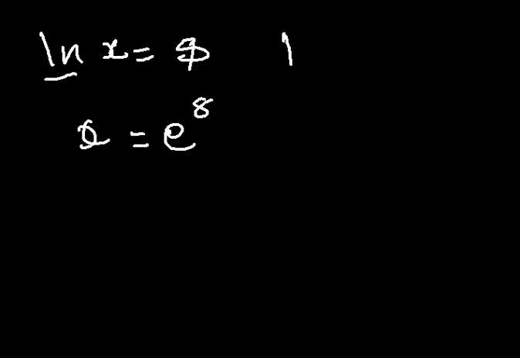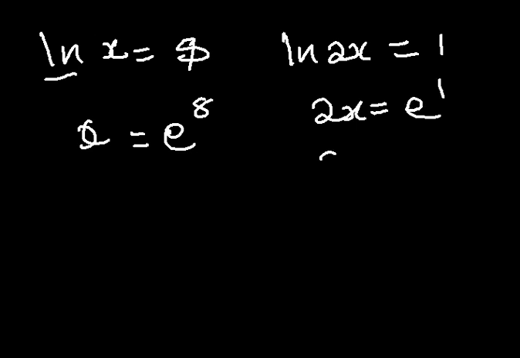And let's say we have ln of 2x. In this case the principle remains the same, and we delete the ln. Let's say we have ln of 2x is equal to 1. In the same case we'll have 2x is equal to e to the power 1, which is the same as 2x is equal to e, and we have x is equal to e over 2.